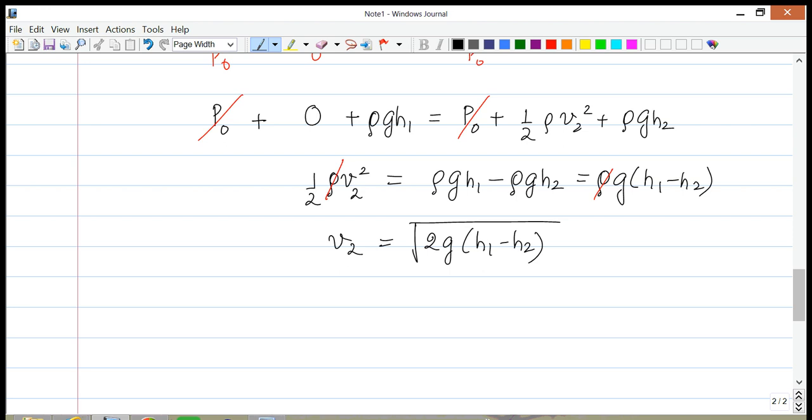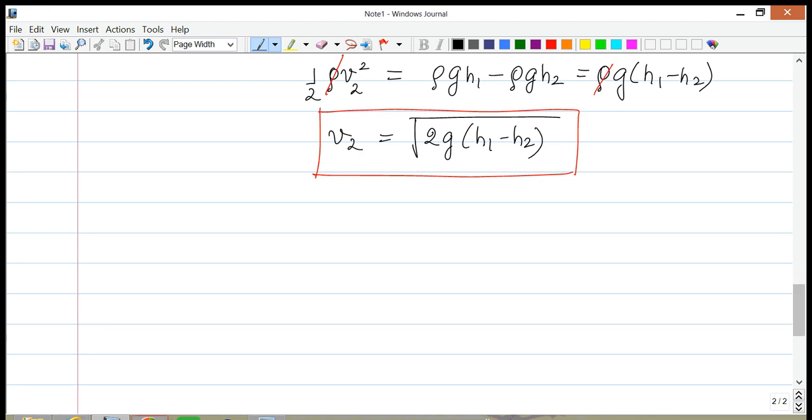Now this is kind of remarkable, because if you look at this result, this is something that we could have also obtained from one-dimensional motion. If you were at a height h1, and you drop an object, the speed with which the object will be traveling at any other height h2 would be given by this expression, square root of 2g times (h1 minus h2). So we have this value.